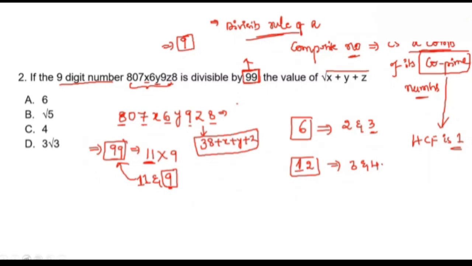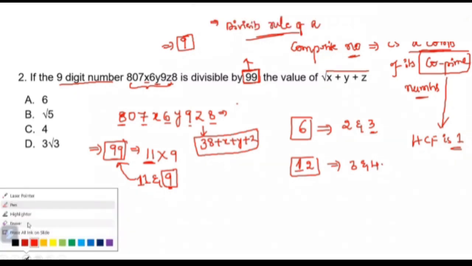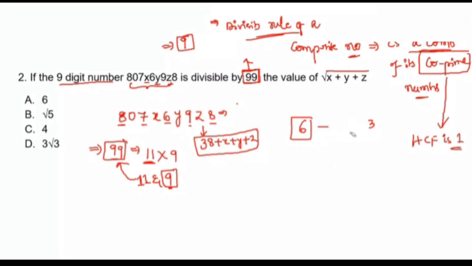If it has to be divisible by 9, what can be the values of x, y, z? What can be the sum of x, y, z? What is the nearest multiple of 9 after 38? We have 45, which is divisible by 9. So this 38 is short by how much to this 45? It is short by 7. That's it. So x plus y plus z can be 7.